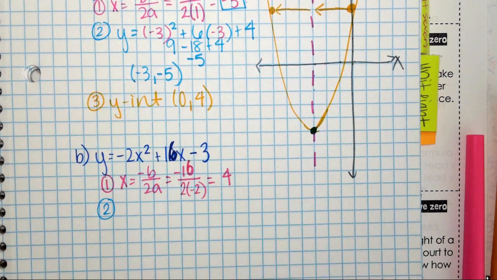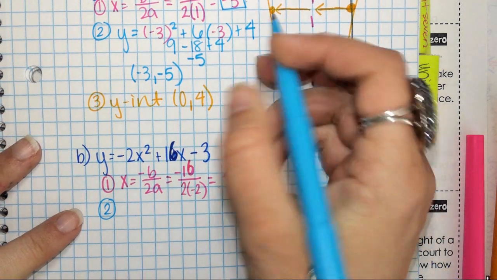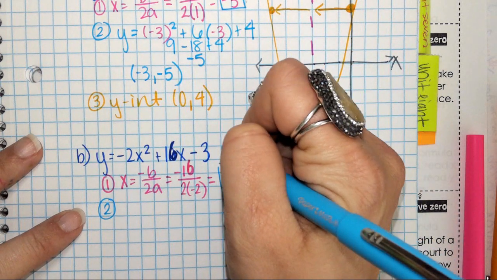Alright. Step 2 is what? Alright, so we're going to plug 4 into our equation. So we're going to take these, and we're going to plug it in right here.